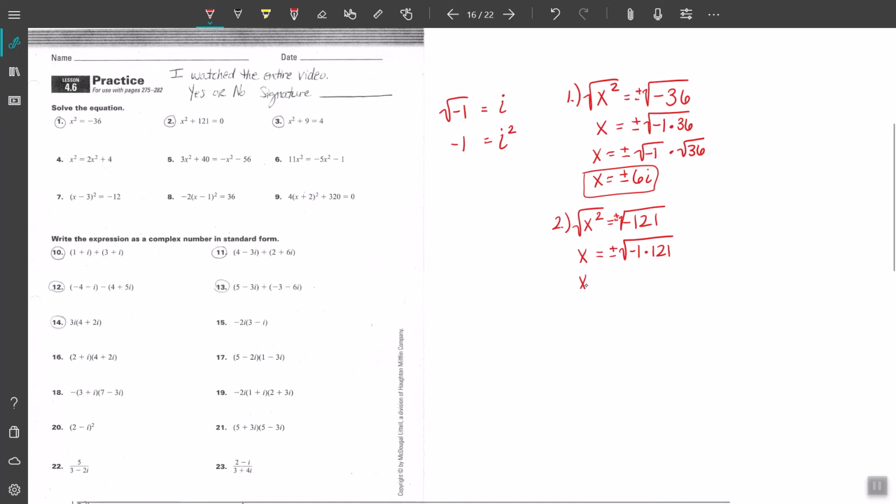All right, when I do that, I can separate those out, each under their own radical. So right here we have the definition of i, the square root of -1. I'm going to set that right here because we usually put the coefficient on i first, which would be the square root of 121, which is 11. So I'm going to set that right in front of i.